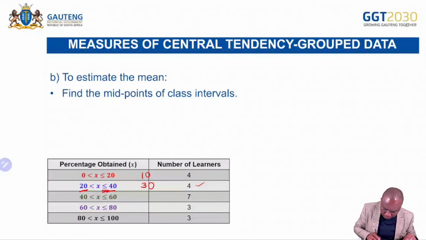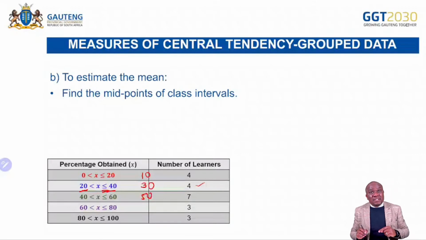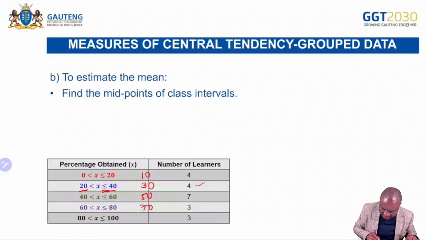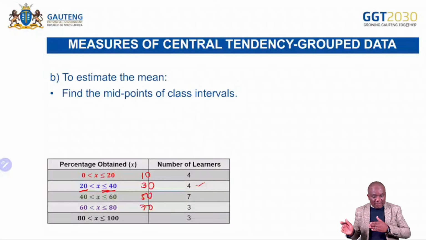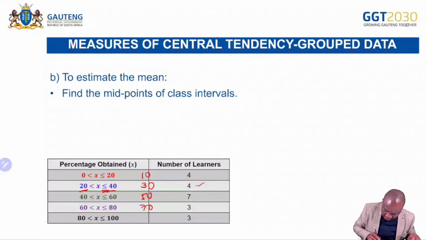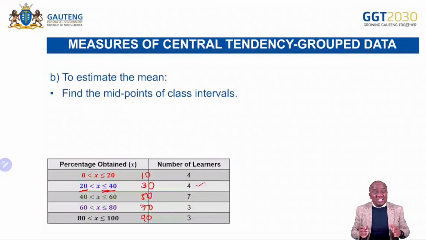Here the midpoint will be 50. So these 7 marks are 50, all of them. We assume that. We are estimating, remember. And then 70, the 3 marks: 70, 70, 70. That's an assumption. And then 90, it means these 3 marks: 90, 90, 90.